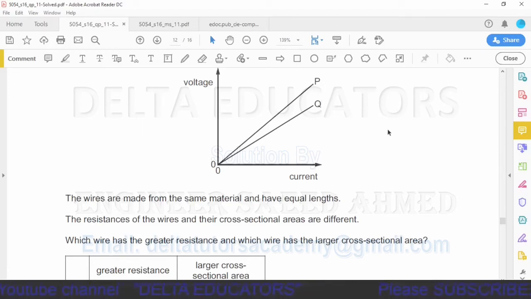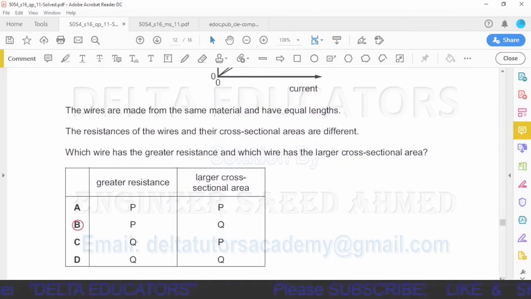Now what about the cross-sectional area? We have studied that R is equal to rho L over A, which means if we increase the cross-sectional area, resistance will decrease. Since resistance is less in Q, we can say the cross-sectional area of Q will be more. Now we will check our options. In option B, it is given greater resistance for P and larger cross-sectional area for Q. So option B is the correct one.